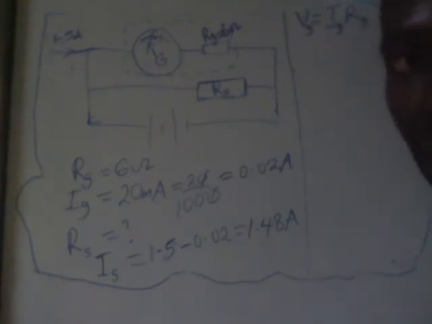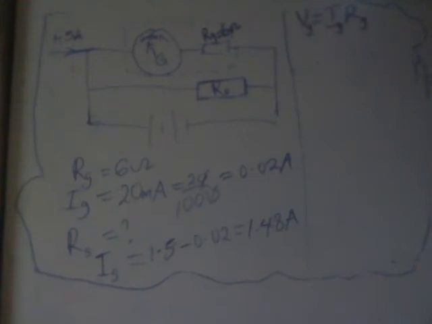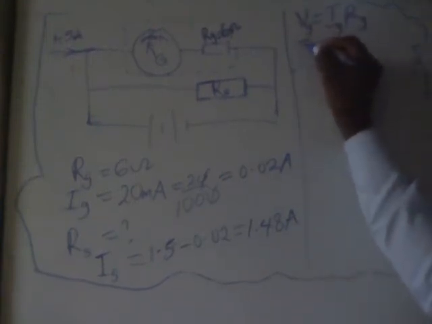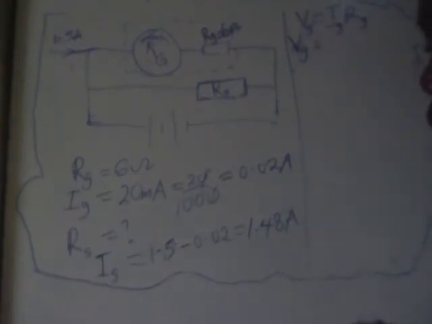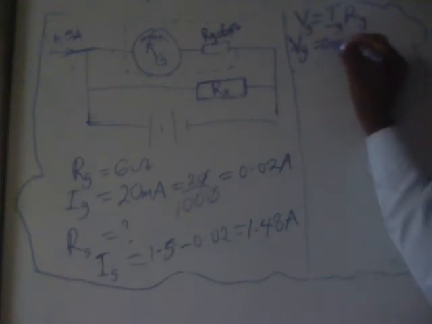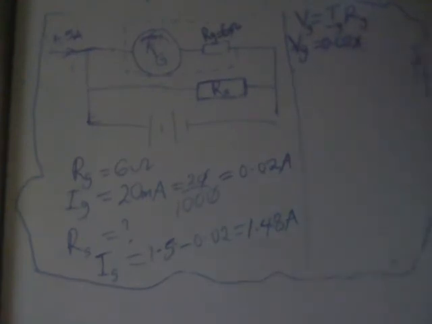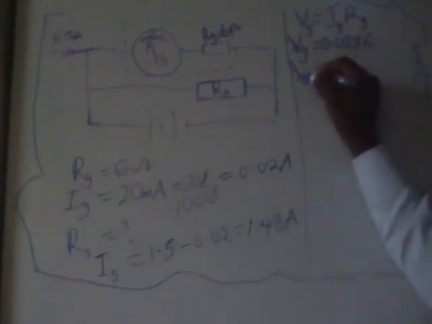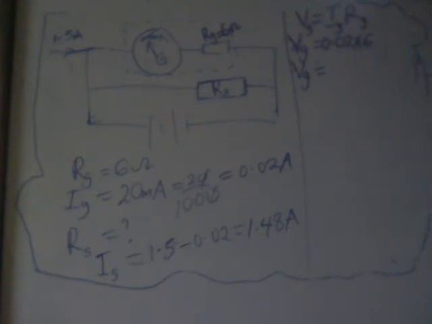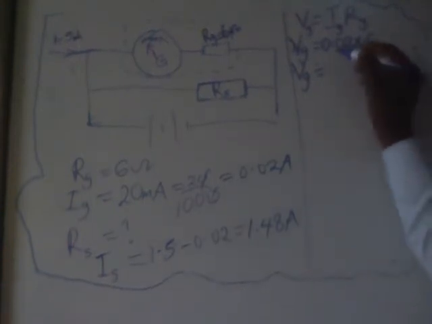So let us substitute the values. The voltage of the galvanometer, we are looking for that. The current of the galvanometer is 0.02, multiplied by the resistance of the galvanometer, which is 6. So we have the voltage of the galvanometer as 0.02 times 6, and that's 0.12. So it's 0.12 volts, and that is the voltage of the galvanometer.